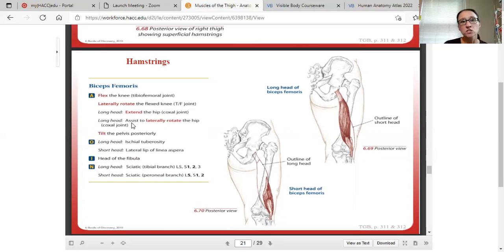Now, it can also assist to laterally rotate the hip. It's not a strong lateral rotator. Obviously, you have the glutes for that, but it can assist in lateral rotation of the hip, okay? So we have 4 actions. We have 2 at the knee and 2 at the hip for biceps femoris. Moving on.